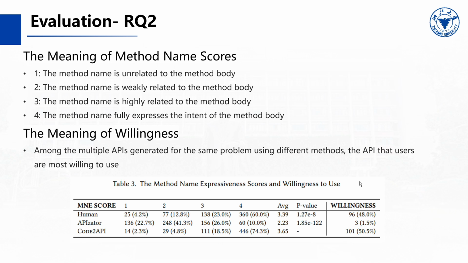Furthermore, 74.3% of the method names generated by Code2API were rated 4, while only 10% of the method names from APIizator received a score of 4. As for the overall API quality, the best API for 101 problems was generated by our method, and the best API for 96 problems was written by humans, meaning that Code2API has reached a level comparable to that of humans.